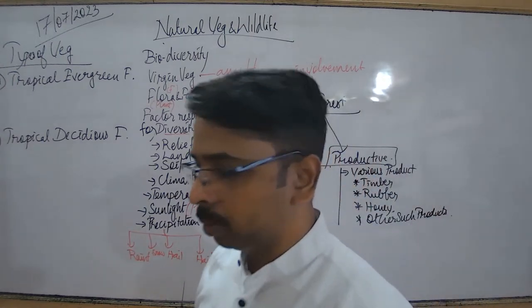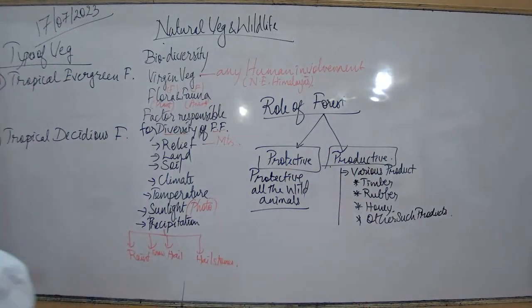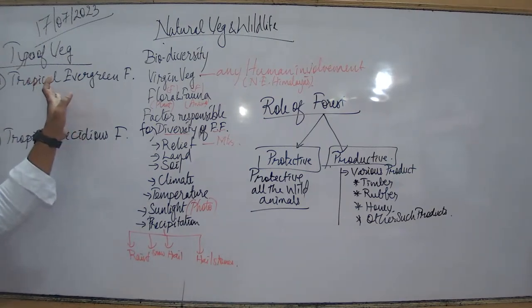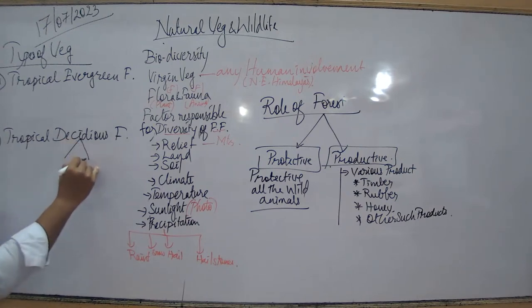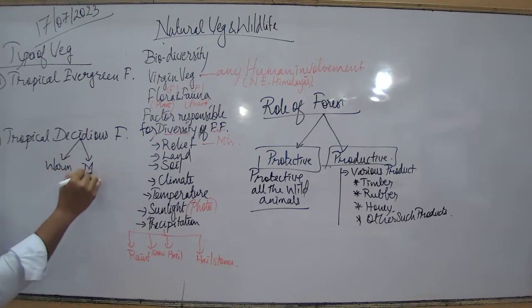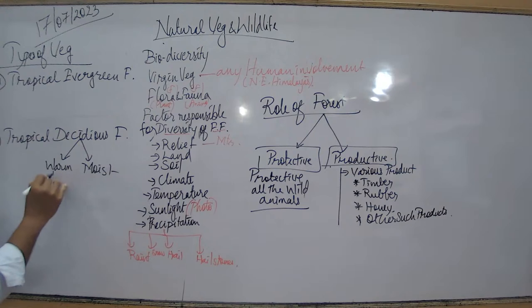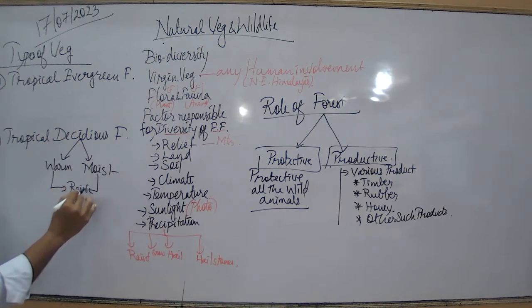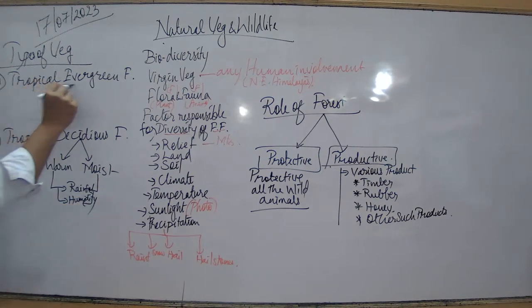If I want to bifurcate, what is bifurcate? Divide deciduous into two, we'll have one warm deciduous forest, another moist. I mean, there are two things which determine warm and moist. One is the rainfall. That's sure, correct? Second will be the moisture, or we call it in geography as what? Humidity.